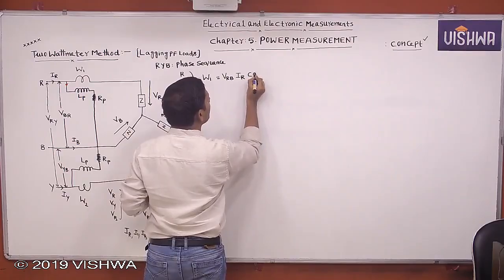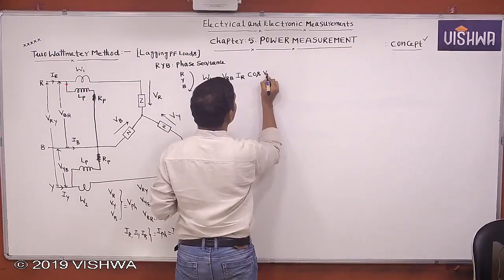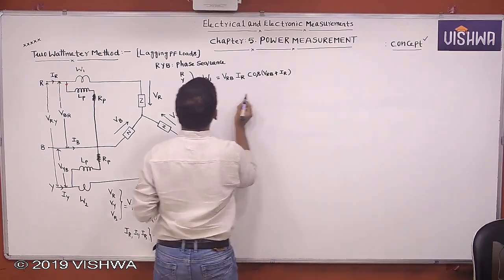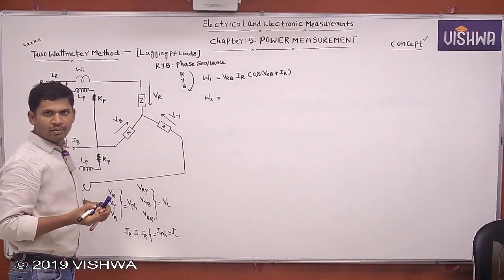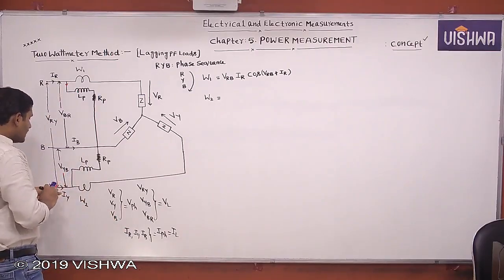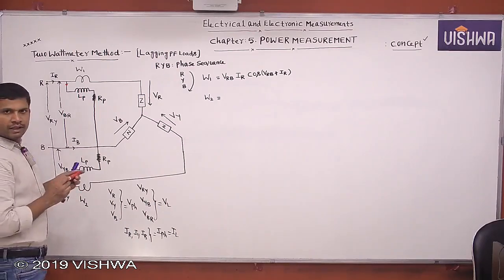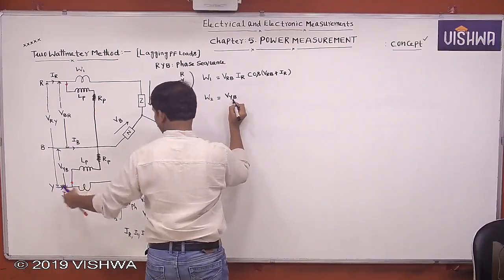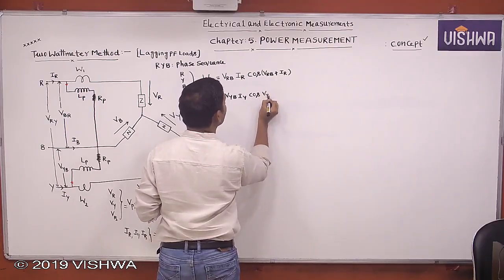Now cos of the angle, the power factor: power factor means the angle between voltage and current, VRB and IR. This is the W1 reading. Now similarly, what is the W2 reading? You tell me. W2 is, where is the current entering? Current is entering from Y. That's why you define from Y itself. Then what is the pressure coil reading? VYB. What does the current coil measure? IY into cos of the angle between VYB and IY.